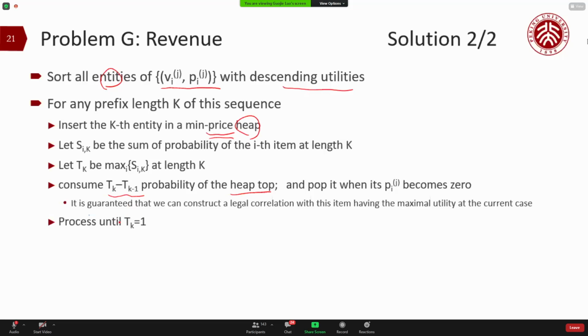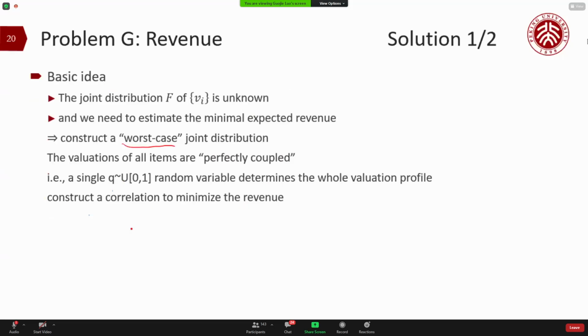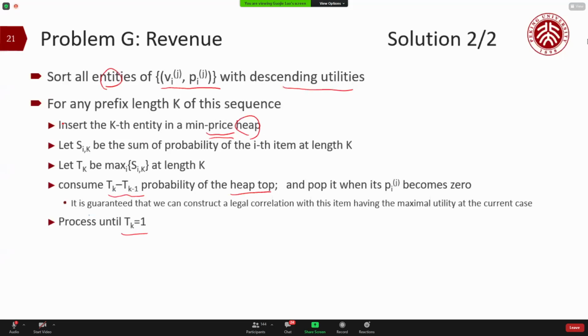So we follow this algorithm until TK equals 1. So this is the sketch of the algorithm, but of course we skip something in between. So previously we had a basic idea to construct a worst case joint distribution, and here's an overview of how we construct that. But there are some details behind why it can guarantee a legal correlation. But this is the basic idea.